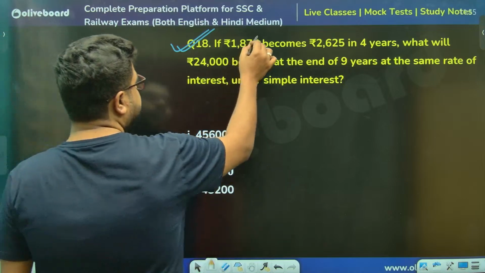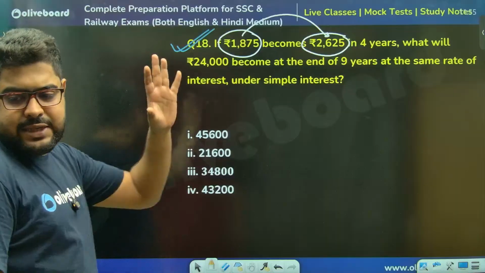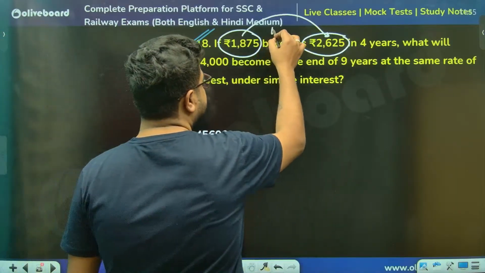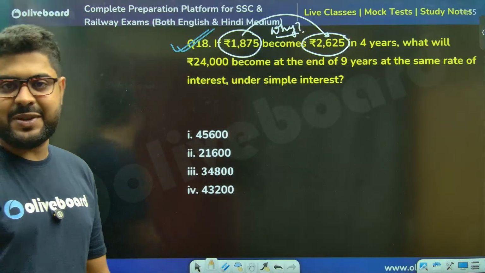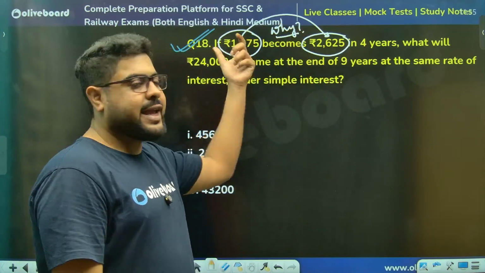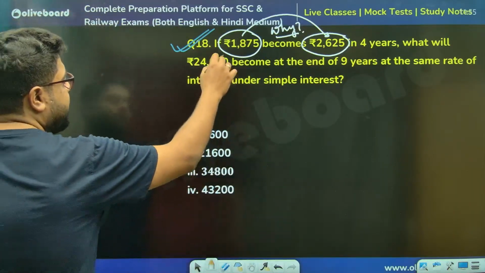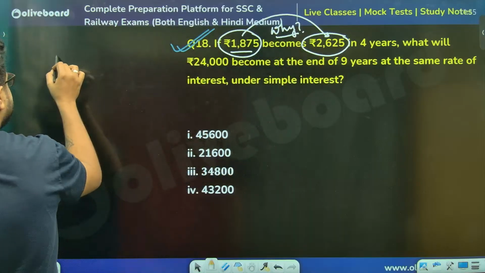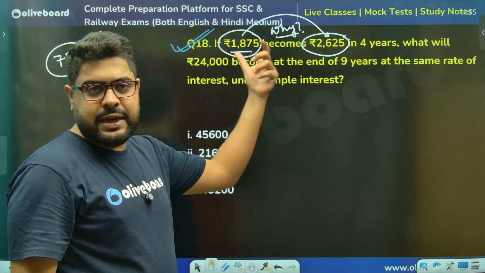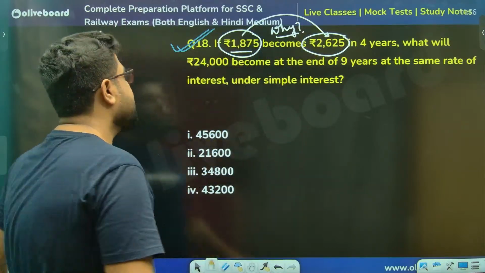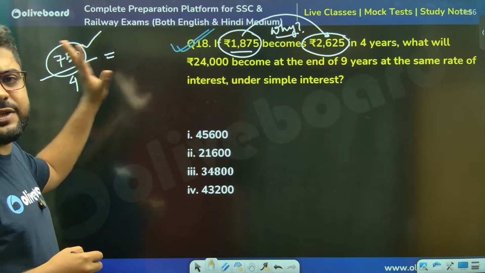Sir, this amount becomes this amount in 4 years. Ask yourself this question if you are a beginner. Why is this amount increasing? So this is interest. This amount is accruing some interest, so that is the reason it is increasing. By how much? It is 625 and 125, so 750 rupees interest. It acquired 750 rupees interest over 4 years. So every year it got interest of this much divided by 4.